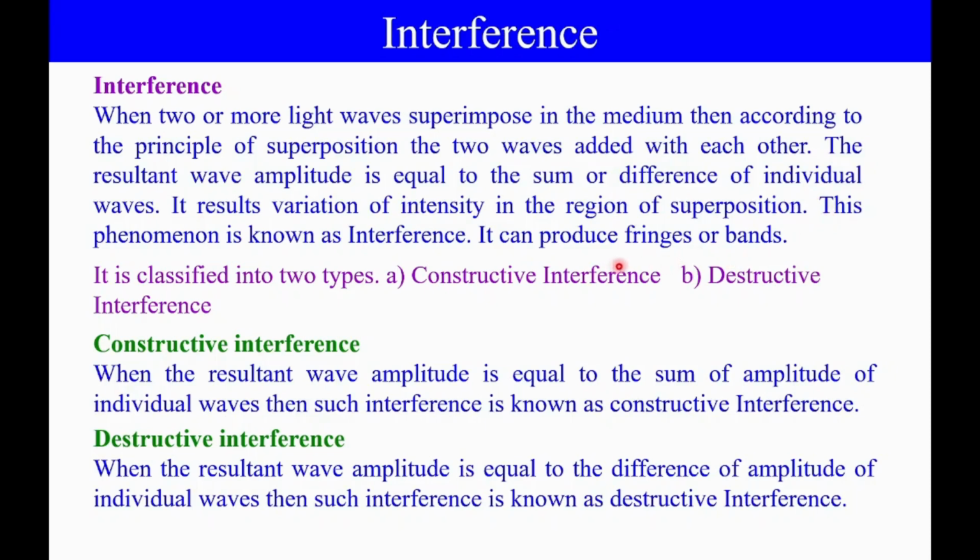This interference phenomenon can produce fringes or bands. Basically, interference is classified into two types. Number one is constructive interference and number two is destructive interference. Constructive interference definition: when the resultant wave amplitude is equal to the sum of the amplitudes of the individual waves, then such interference is known as constructive interference. Destructive interference: when the resultant wave amplitude is equal to the difference of the amplitudes of the individual waves, then the interference is known as destructive interference.